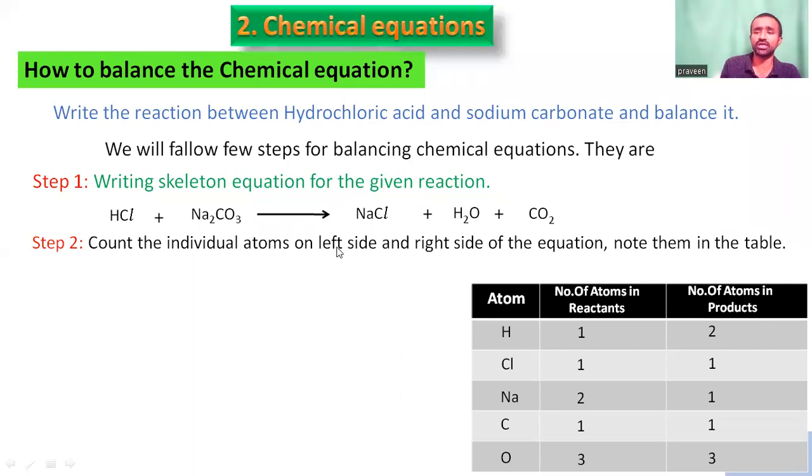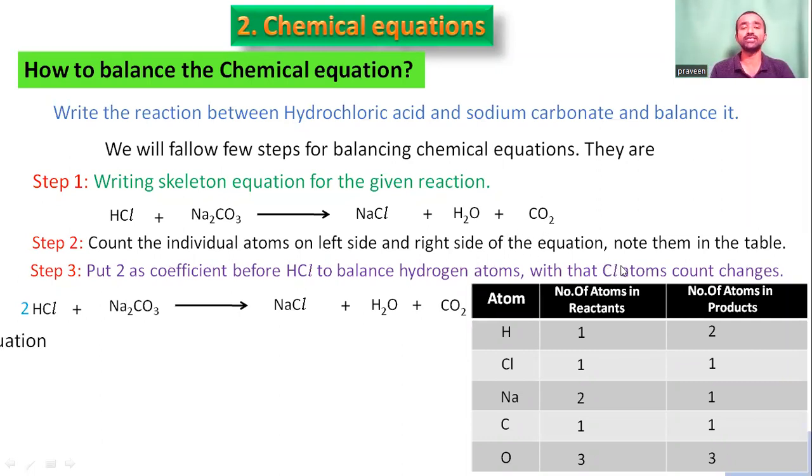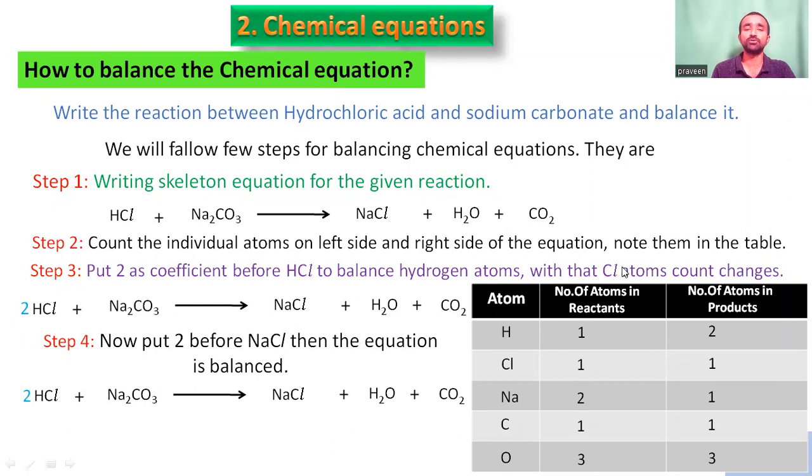You can take another. Suppose here I am solving with the chlorine atoms. Left side 1, right side 1, no need. Hydrogen 2 is there on the right side, so right side 2, left side 1. So 2 as a coefficient before HCl. With that, the chlorine atoms count changed. So automatically we have to balance the right side chlorine count. So 2 as a coefficient before NaCl now. Placed. Then the count of sodium changed. Left side count of sodium is the same. Then next verify. Is it balanced or not? Balanced. Very easy steps.